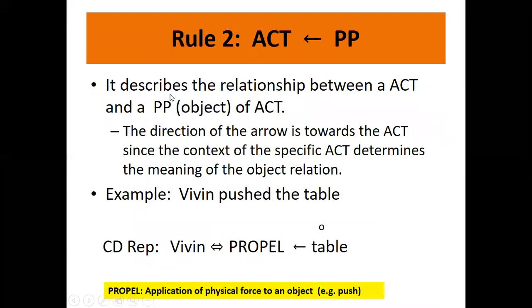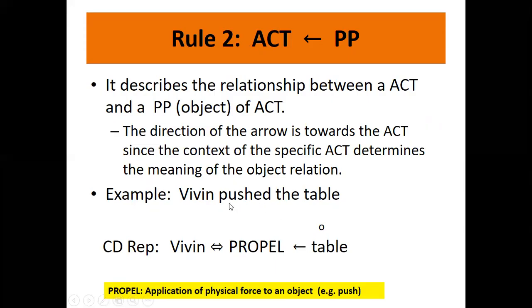Next we have rule 2, which describes the relationship between an act and a PP, that is the object of an act, right? So a picture producer and an act. The direction of the arrow is towards the act since the context of the specific act determines the meaning of the object relation, right?